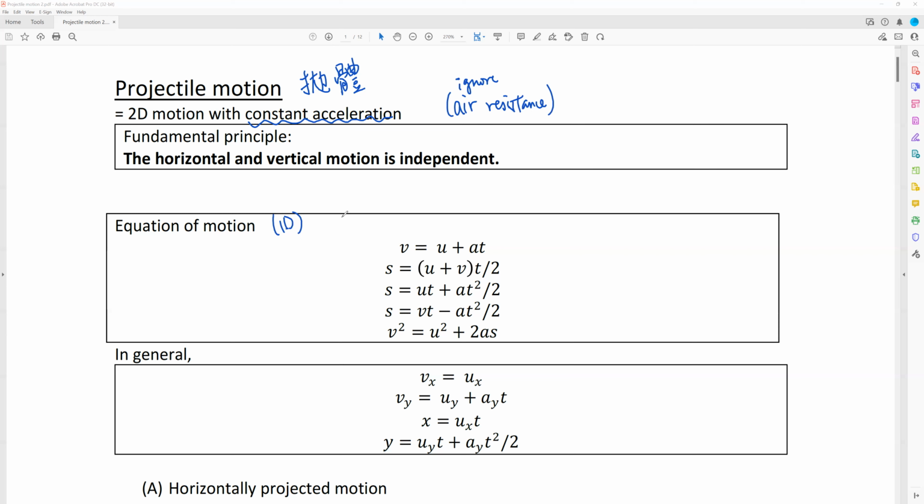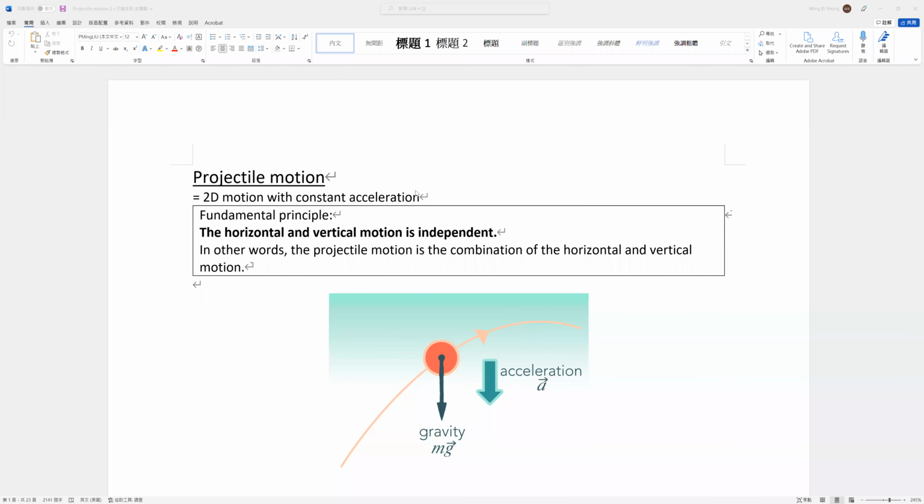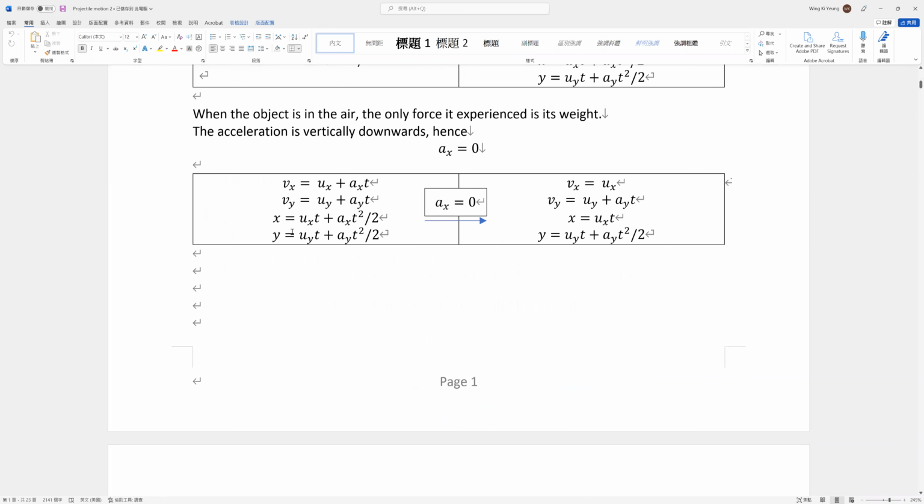But for 2D motion, that means we have two: one we call the horizontal motion, and another one is the vertical motion. Now we say that the horizontal motion and vertical motion are independent. In other words, you can consider projectile motion as the combination of the horizontal and vertical motion. I want to explain what I mean here.